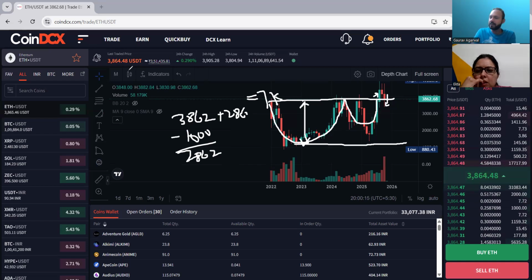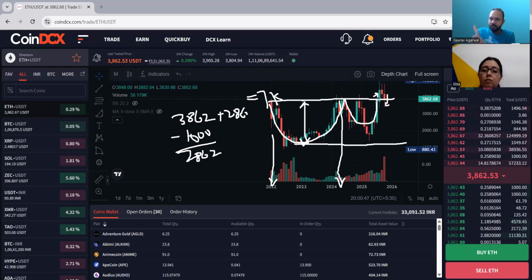Now it is trading at 3800. The target is approximately 7000 from here, correct? And you can also decide approximately how long it will take to reach this target. How will you decide? You will check how long it took to form this pattern, right? So this pattern started in 2022 and completed in approximately 2024. 2022 to 2024, it took 2 years to complete, right? Now it gave a breakout in 2025, so it will take approximately a maximum of two years to complete this target.